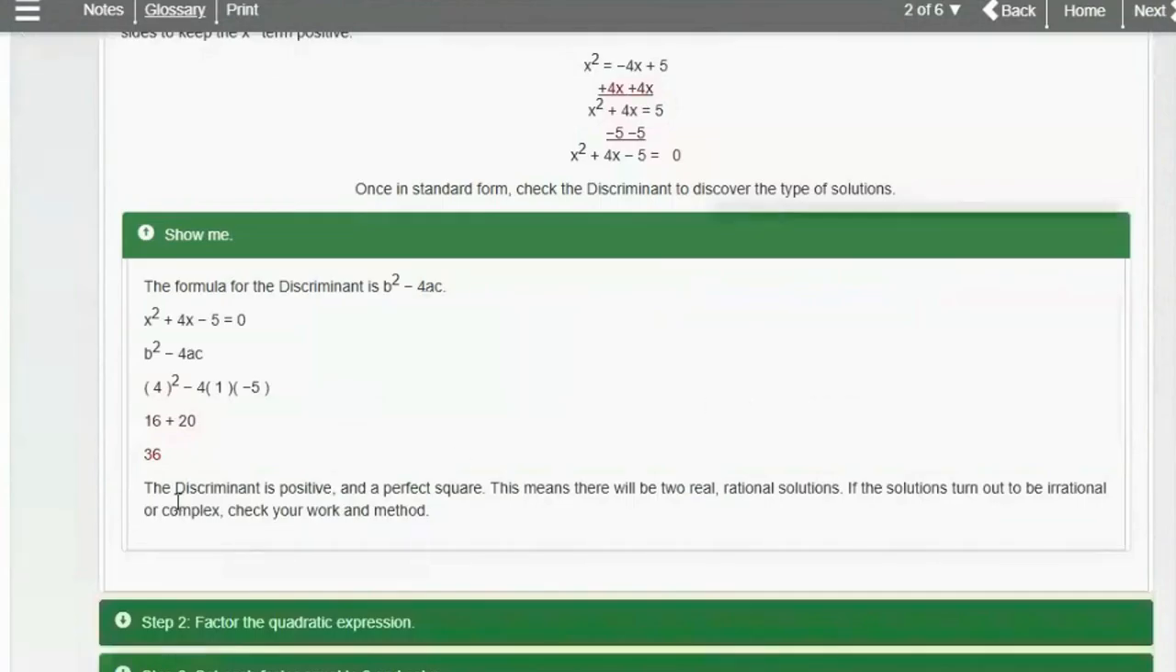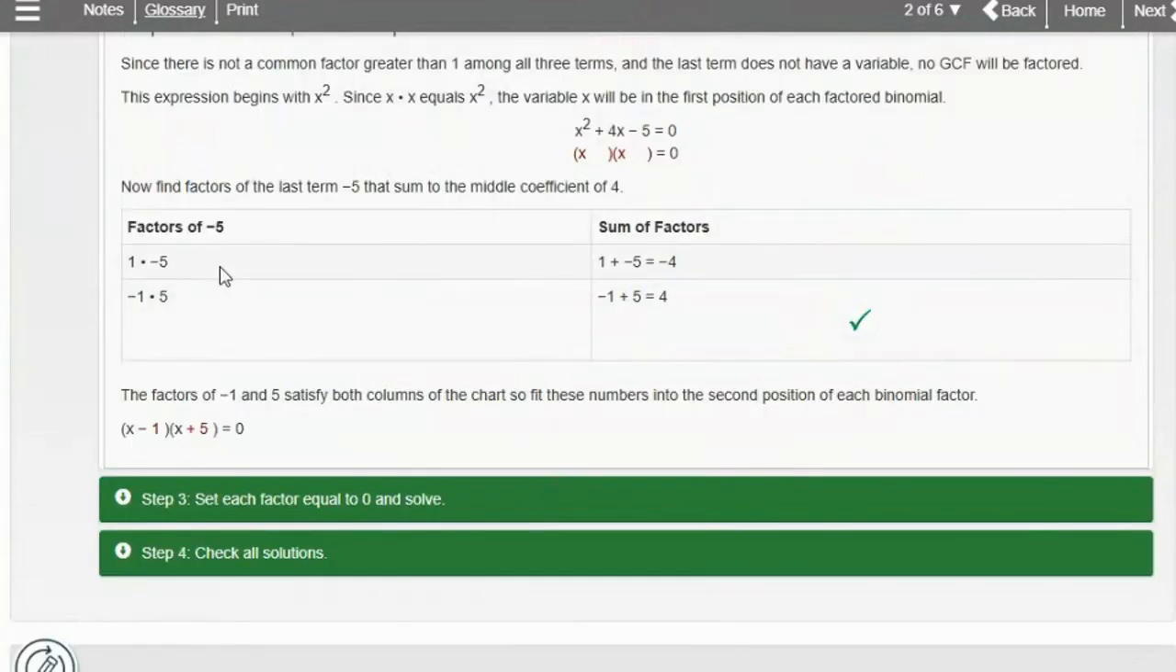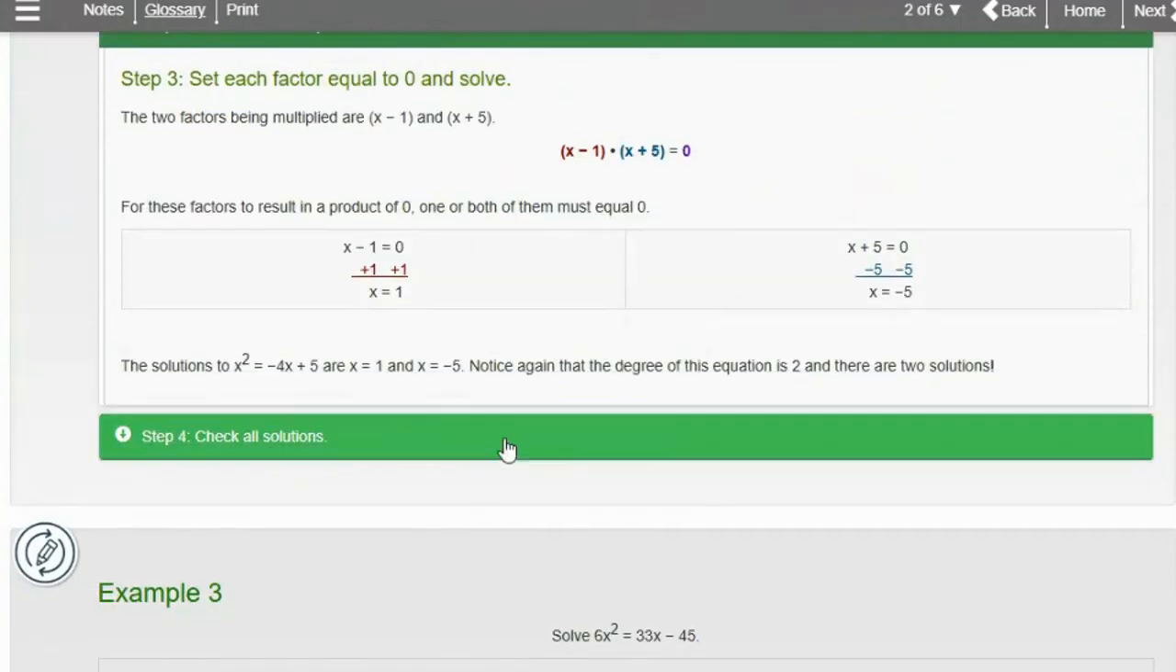So they check the discriminant. It's 36. It's a perfect square, two real rational solutions. So that means it factors as either 1 times negative 5 or negative 1 times 5. But when we add them together, the negative 1 times 5 is what adds up to the middle term. So x minus 1, x plus 5, set them equal to 0. We get 1 and negative 5.